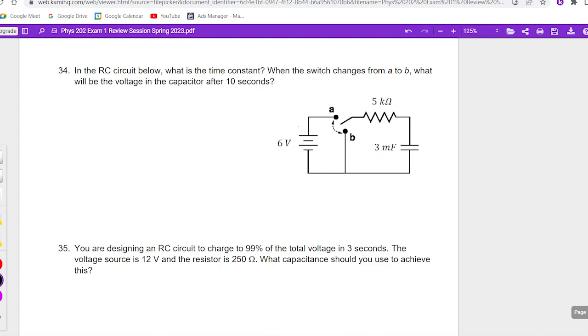So first let's find the time constant, which is tau just equals R times C. R is 5K, which is 5,000. And the capacitor is 3 millifarads. Remember, you have to divide that by 1,000, so 0.003 farads. And we're going to get a time constant value of 15. In case you're wondering about the units, it is seconds. The unit for the time constant is seconds.